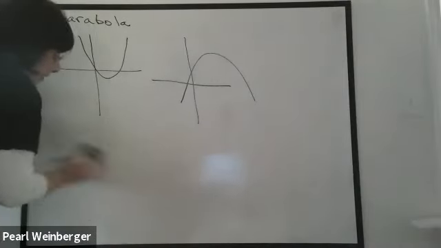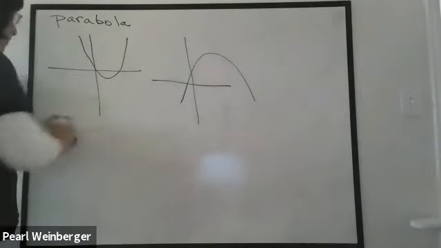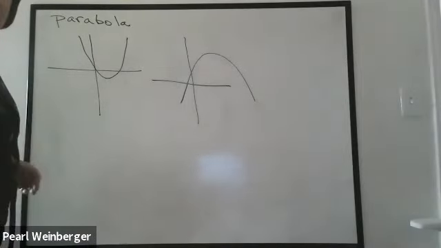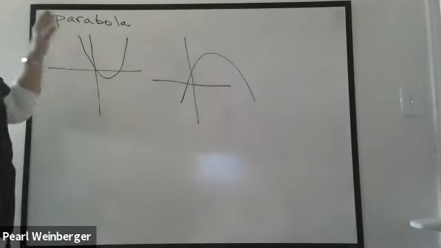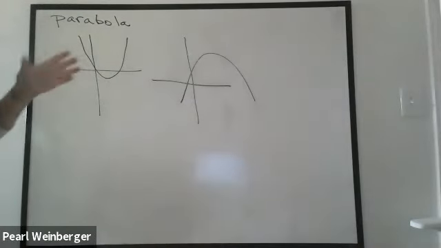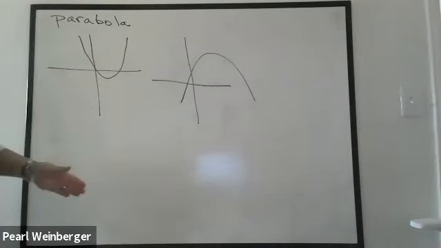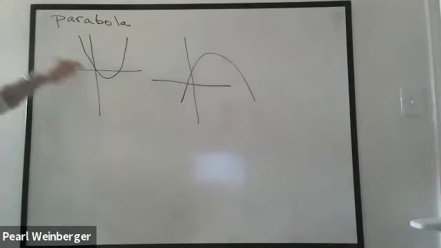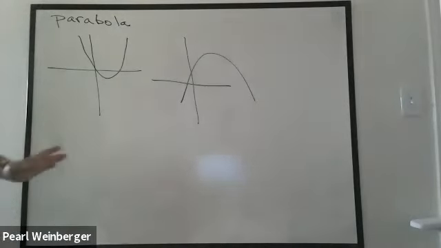If you think about it, the hyperbola is like 2 of these things facing away from each other. With a parabola, you only have one graph, one section. There are not 2 pieces to this graph.